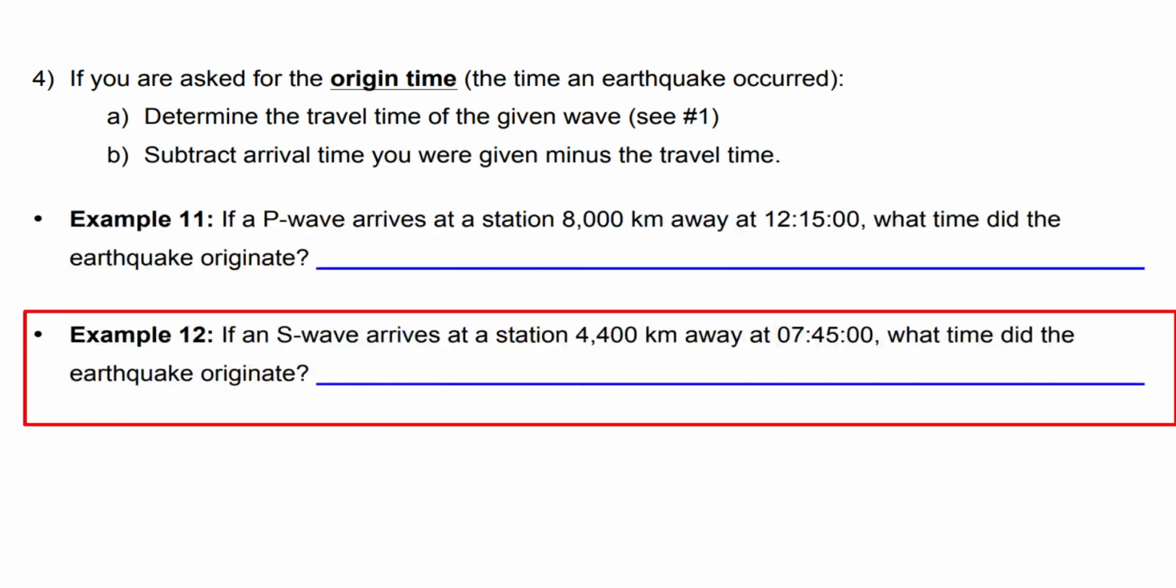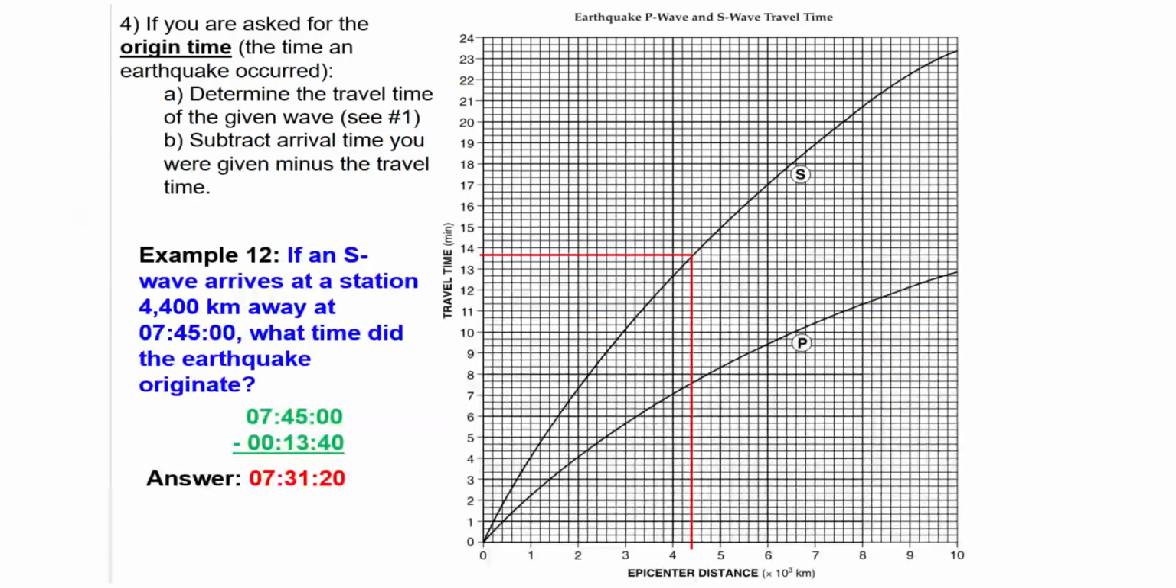Okay, please pause this video and try example 12. Example 12 asks: if an S wave arrives at the station 4,400 kilometers away at 7 hours 45 minutes, what time did the earthquake originate? This is the same as before, but this time it's asking about the S wave.